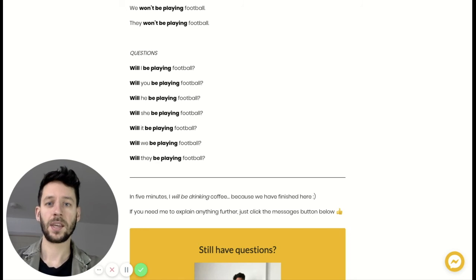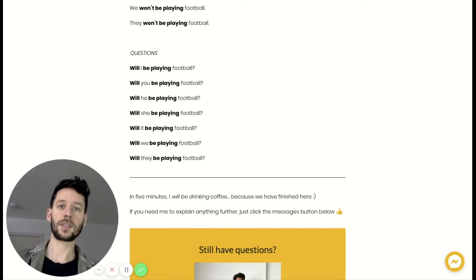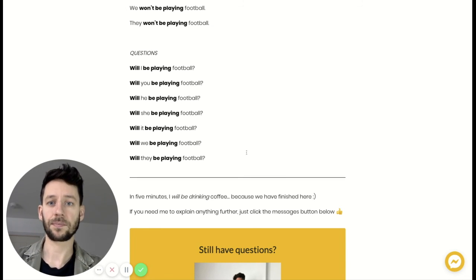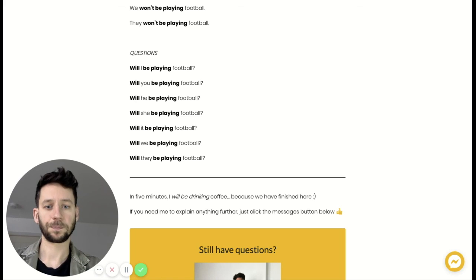So there we have it. We use the future continuous to talk about an action in progress at some point in the future. And to make positive, negative, and question sentences, it's very simple. We need will, we need the verb be, and we need the verb with ing.